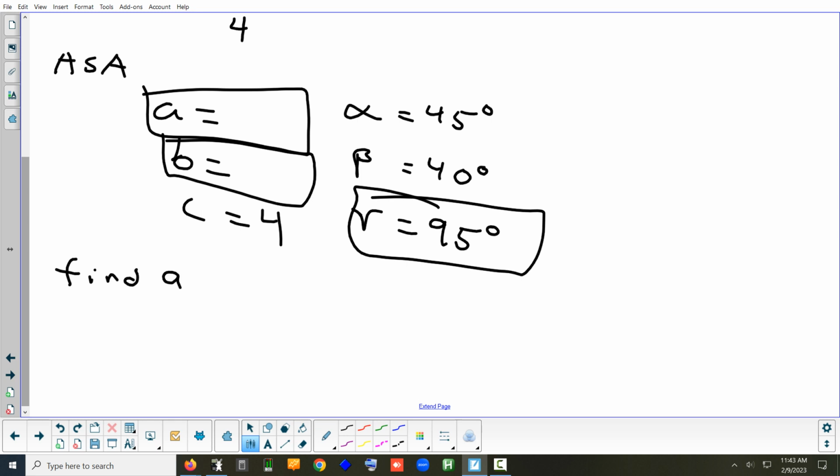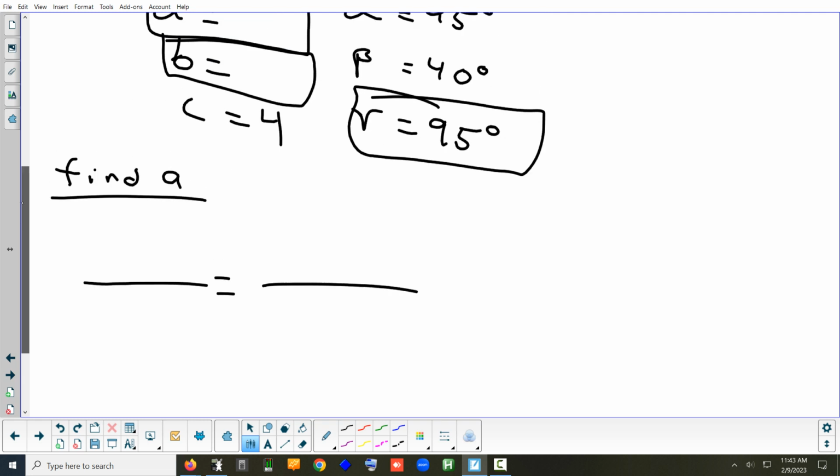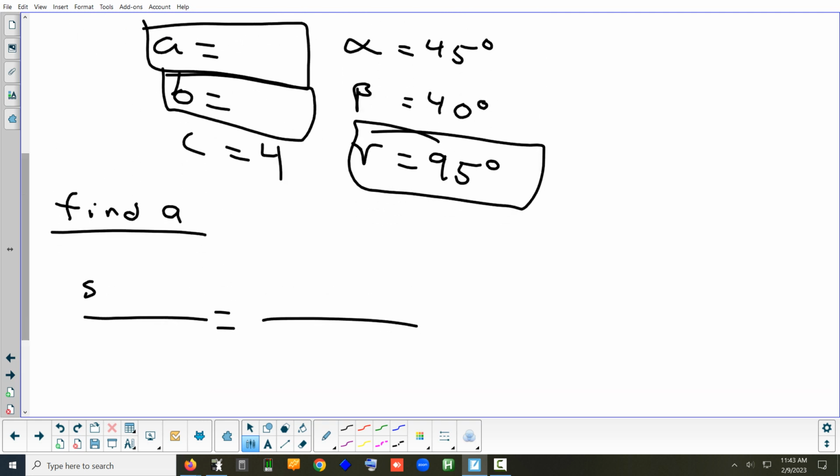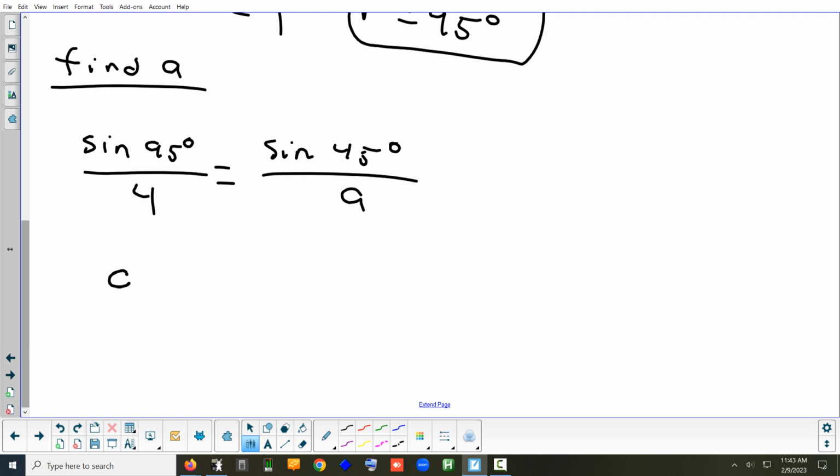What's going to be my proportion to find A? Sine of 95 over 4. Yeah, it doesn't matter what side you put the known on or the unknown. You just need sine 95 over 4 on one side of the other. Now I need the A part. Sine 45 over A. Okay, cross multiply. And what is A going to be? 4 sine 45 over sine 95.